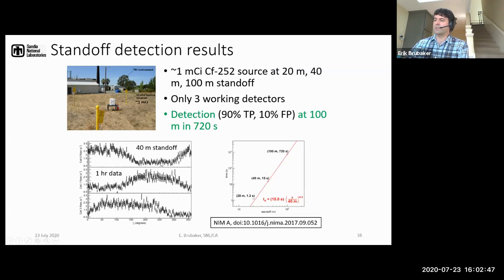The pictures here are from real data at not the 100 meter, but a 40 meter standoff. So you see a fairly pronounced pattern in 1 hour. At 100 meters and only 720 seconds, the distributions are much more flat, but statistically, that's the conclusion, that statistically we can see it at this level in 720 seconds. So there's also a paper documenting that result.